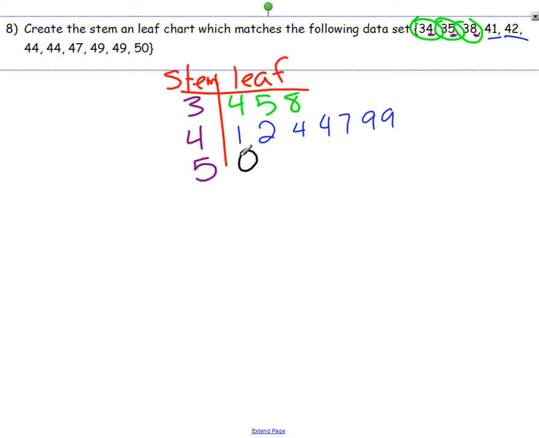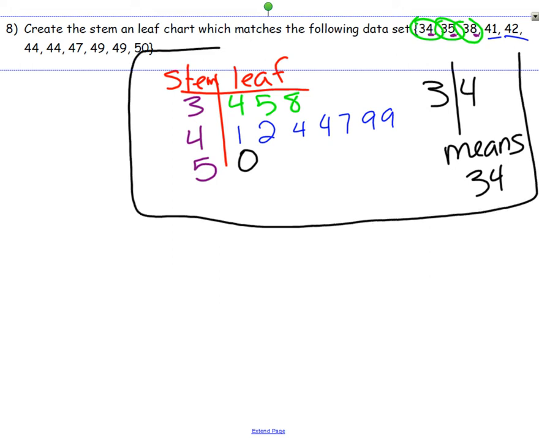Is that all we do for that problem? So that's it. The only other thing you could make is a key. So we could say that 3 with a bar and the 4 next to it means what? 34. Okay? Just to help people who didn't have quality education be able to read your graph. So all of this is the answer. Please don't put a box around it. I'm just letting you know. If it says create a stem and leaf chart, then the answer is the whole chart.